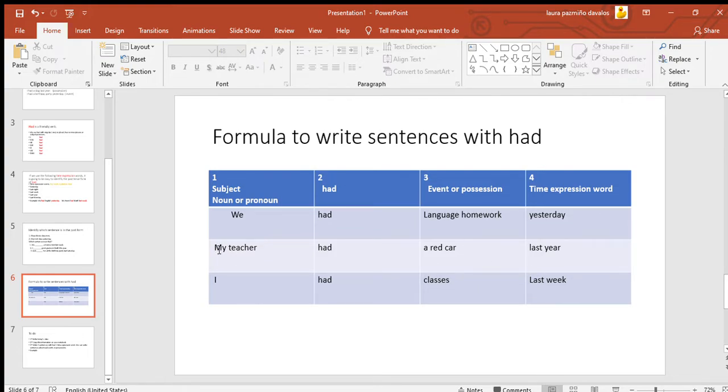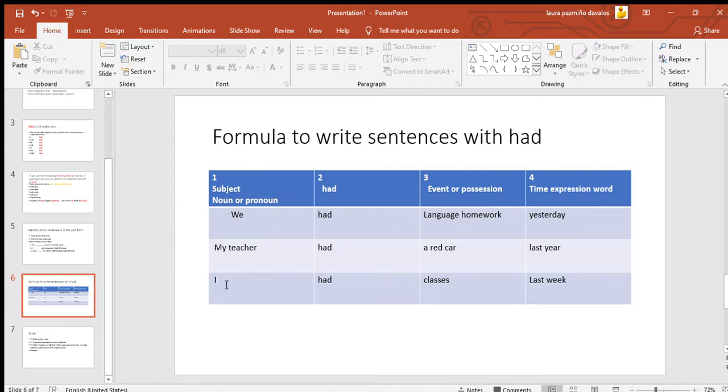Sentence number 2 is different. We are using my teacher, which is a noun. The subject is a noun. My teacher had a red car. This is possession. When? Last year. Time expression word.